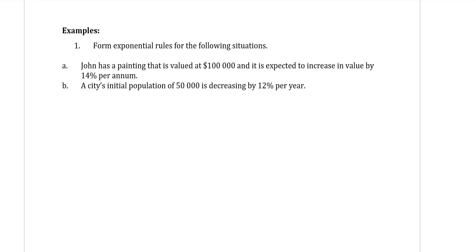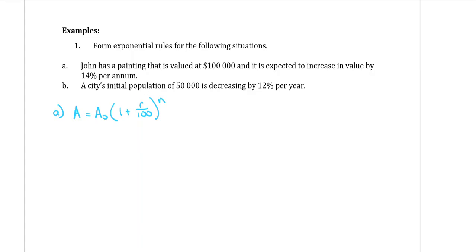Example number 1, form exponential rules for the following situations. A says, John has a painting that is valued at $100,000. It is expected to increase in value by 14% per annum. So it's increasing in value. So the formula that I'm going to use is A equals A0, 1 plus r over 100 to the power of n. I want the one that's increasing.